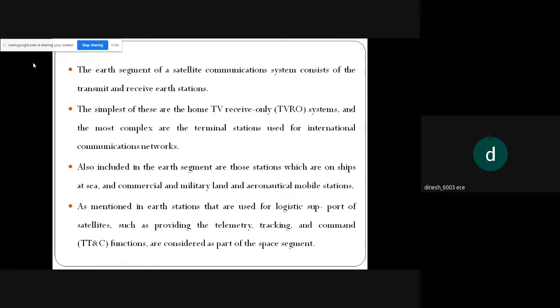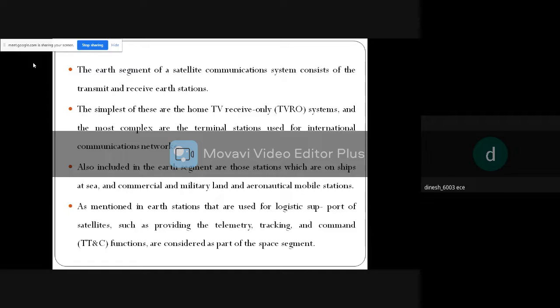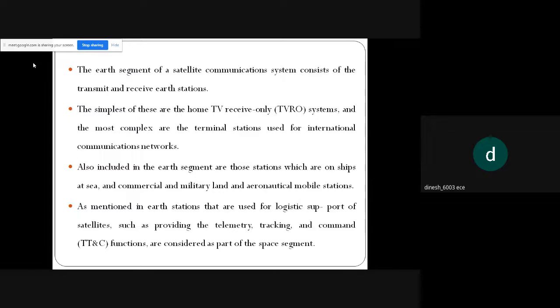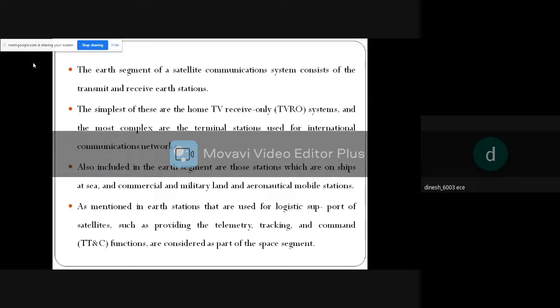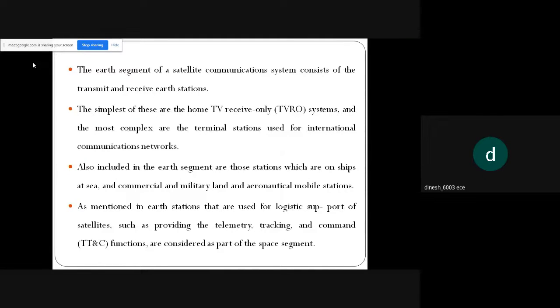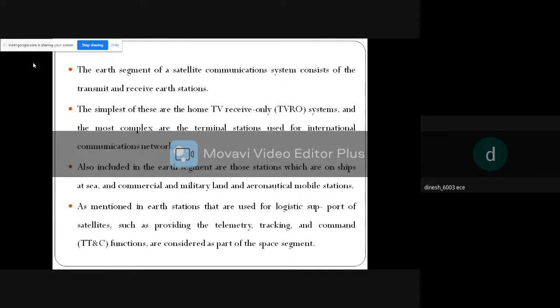So the earth segment includes those stations that are on ships, apart from terrestrial ones, that are present commercially in islands, in forests, or in military areas, or even in aeronautical mobile stations. Those are coming under earth segments. The stations present at aeronautical mobile stations, in military areas, in commercial establishments, ships, homes, forests, whatever might be, that are used for receiving or transmitting your signals, come under your earth segment.